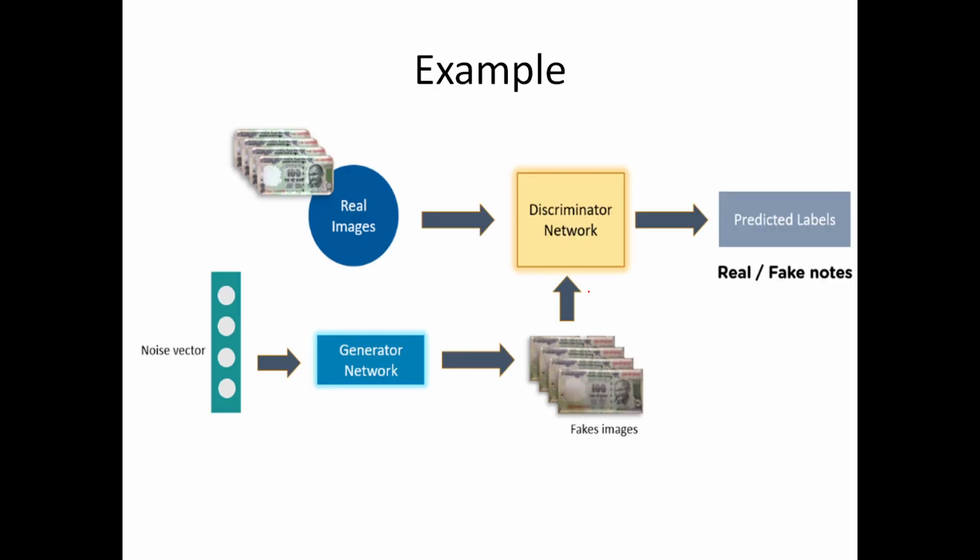And this is an example. These are the real images taken from the database, and these are the fake images taken from the generator network. Both go to the discriminator network, and the purpose of the discriminator is to identify which is a real image and which is a fake image. This is the predicted label, so it will identify which is real and which is fake.